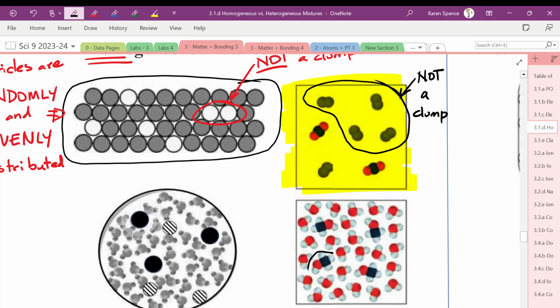Do you see how these guys are randomly distributed? Those particles are randomly distributed within the water molecules. That's actually a mixture of ethanol and water, alcohol and water.